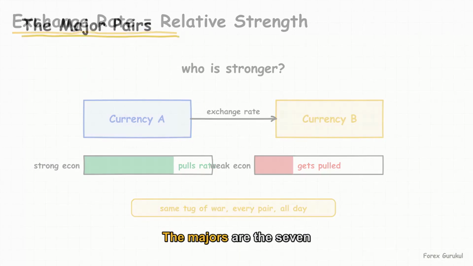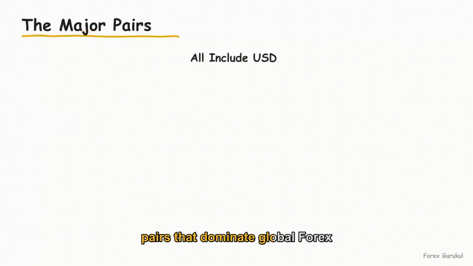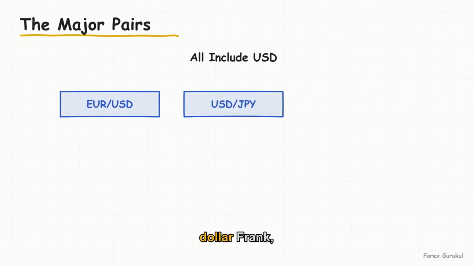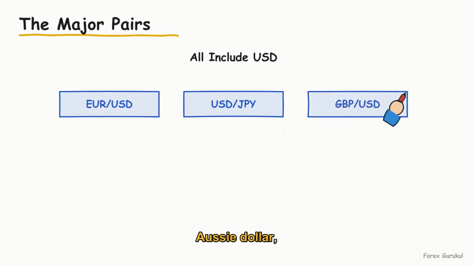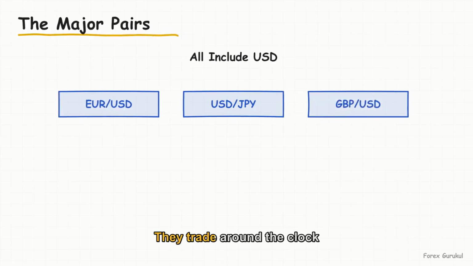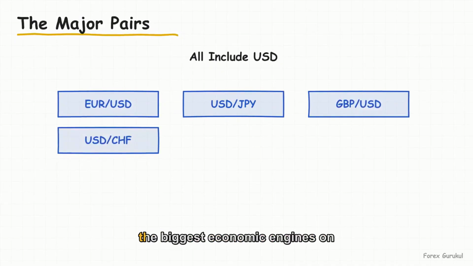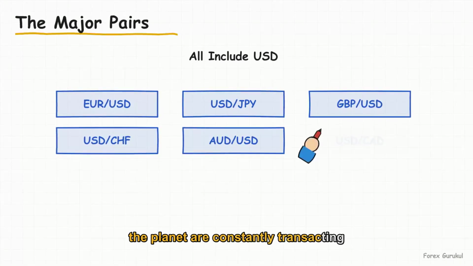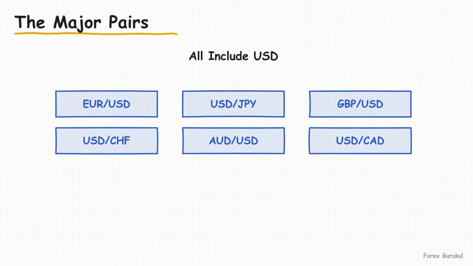The majors are the 7 pairs that dominate global Forex volume, and every single one of them has the US dollar sitting on one side. Euro dollar, dollar yen, pound dollar, dollar franc, dollar Canada, Aussie dollar, Kiwi dollar. They trade around the clock in an enormous size because the biggest economic engines on the planet are constantly transacting against the world's reserve currency.